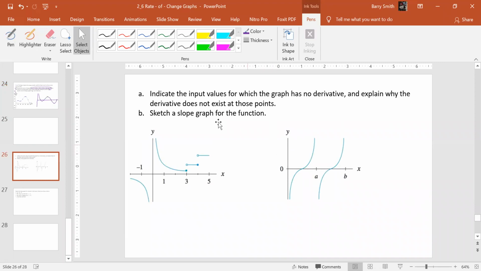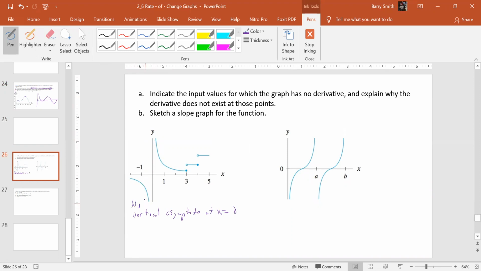Here, we're supposed to indicate the input values for which a graph has no derivative and explain why the derivative does not exist at those points. All right, so let's look here. On the first one, we have something going here and we have something going here. So what does that mean? Well, we have a vertical asymptote at x equals 0. And so that is going to be a place where there's no derivative.